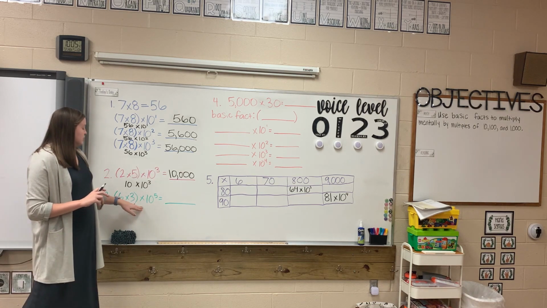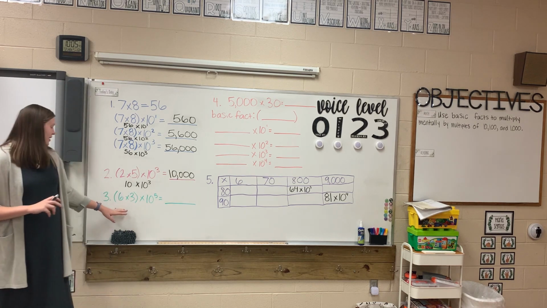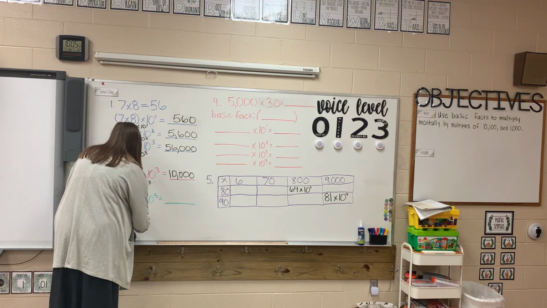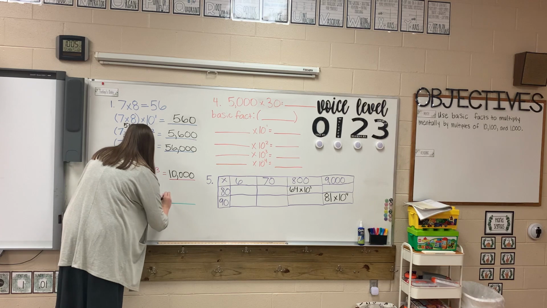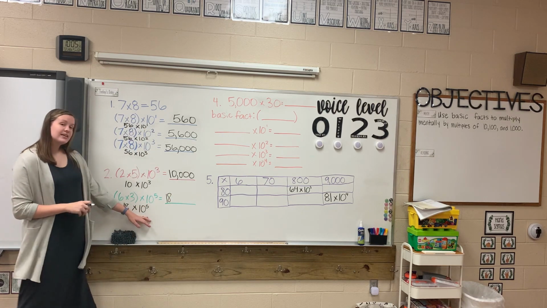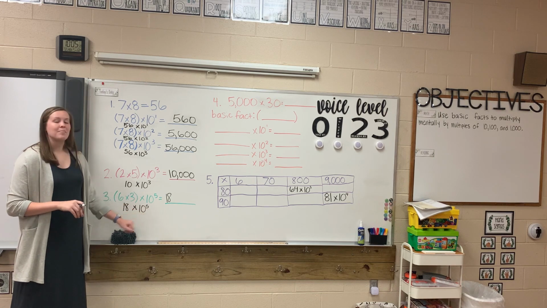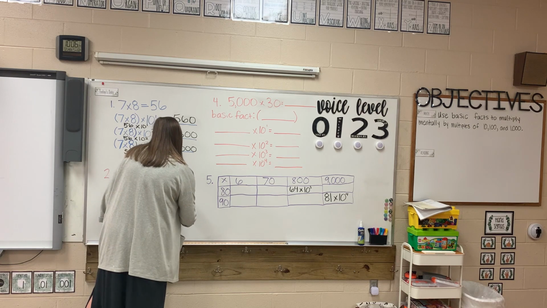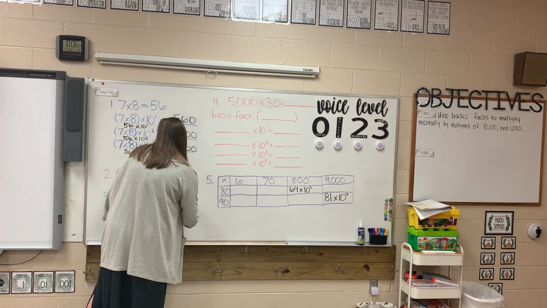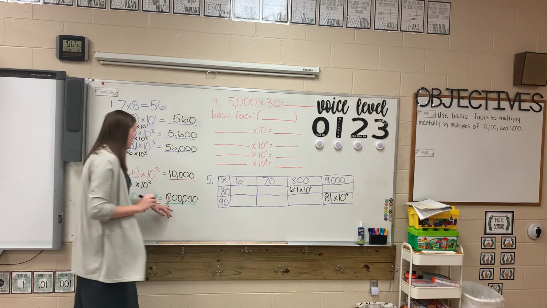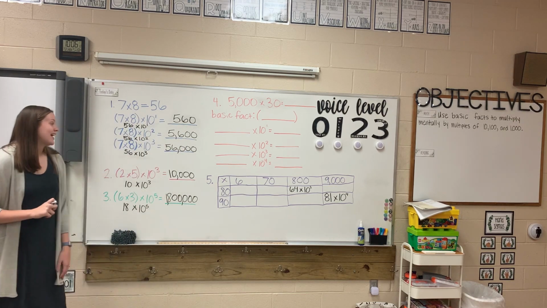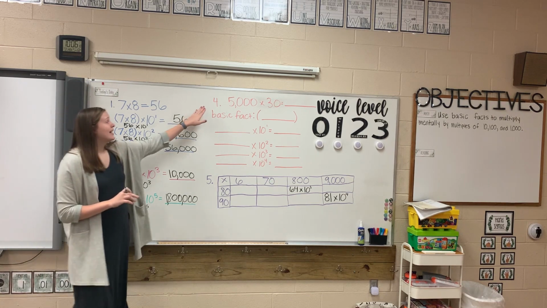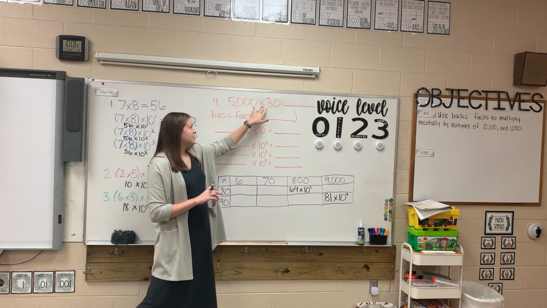Problem 3, we have 6 times 3 times the fifth power of 10. So what is 6 times 3? 18. How many zeros are we going to add since we're multiplying by the fifth power of 10? You got it, 5. 1,800,000 is our answer.